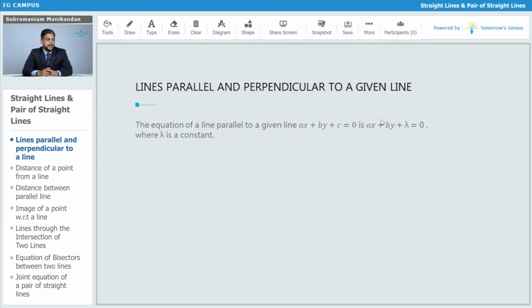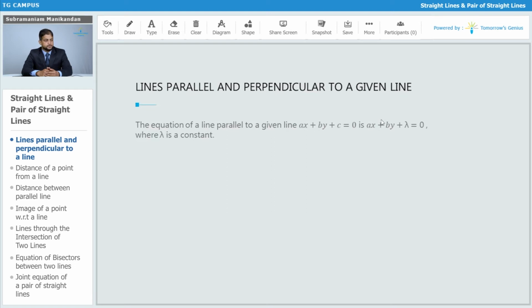Equation of lines parallel and perpendicular to a given line. So simply speaking, the equation of a line which is parallel to the given line ax plus by plus c equals 0 will be of the form ax plus by plus lambda equals 0, where lambda is another constant but not c. Because if it is equal to c, then we'll be talking about the same straight line. Of course, you could argue that it is parallel to itself. But if the constant part is different, then we are talking about a different line which is parallel to the line ax plus by plus c equals 0.